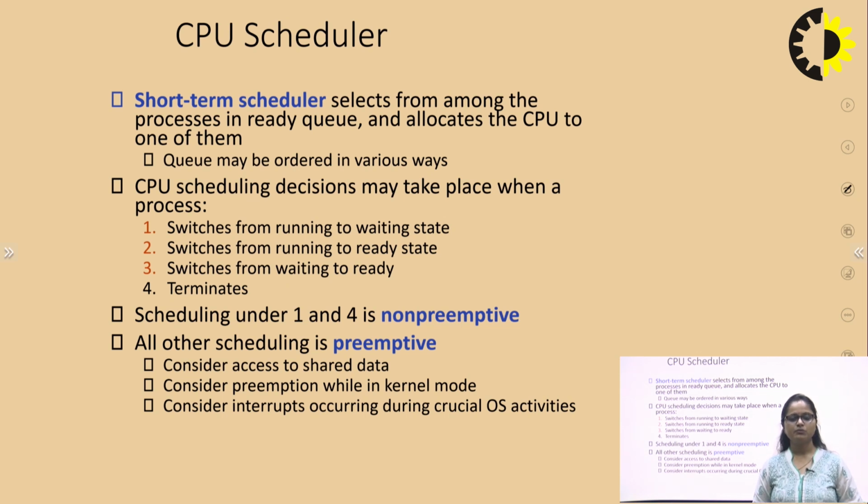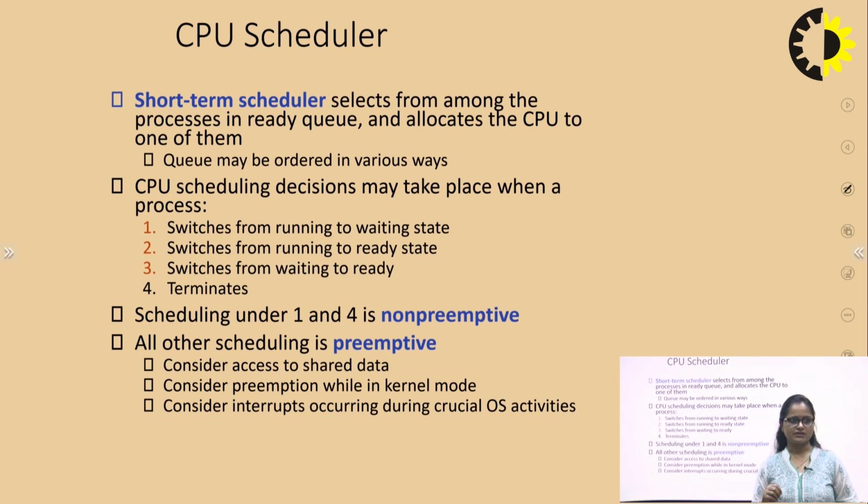We have already read about the 5 states in which a process executes. From new it goes into ready, then it goes into running, and from running it again comes into waiting, and waiting to ready, and the final is terminate. So here we are reading about switching: from which state to which state a process can switch.